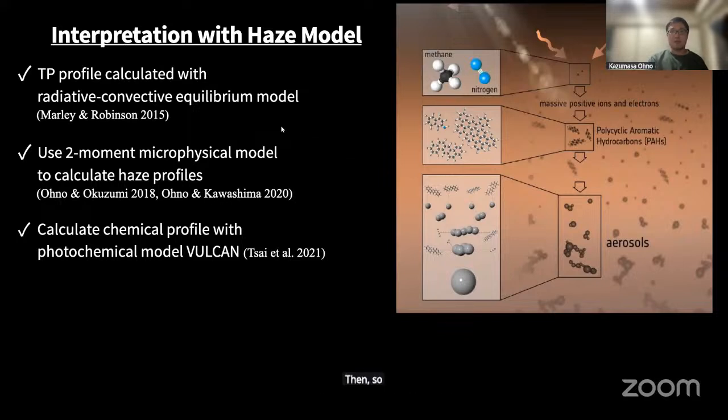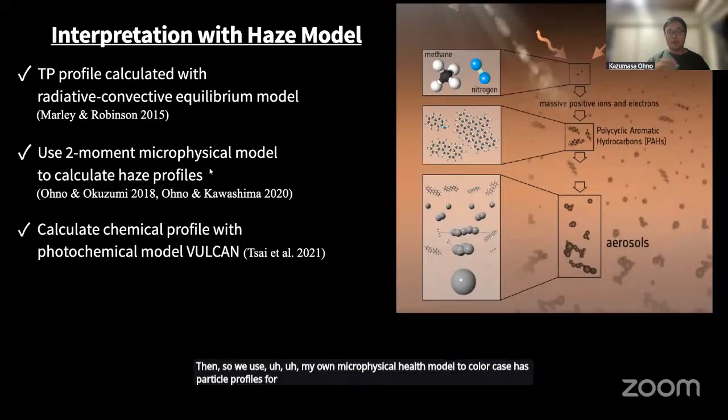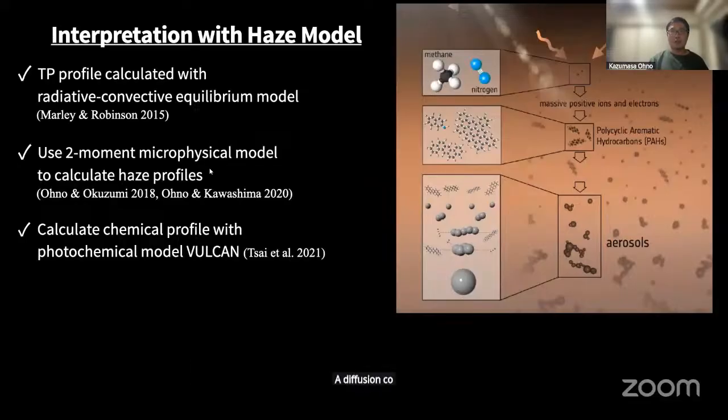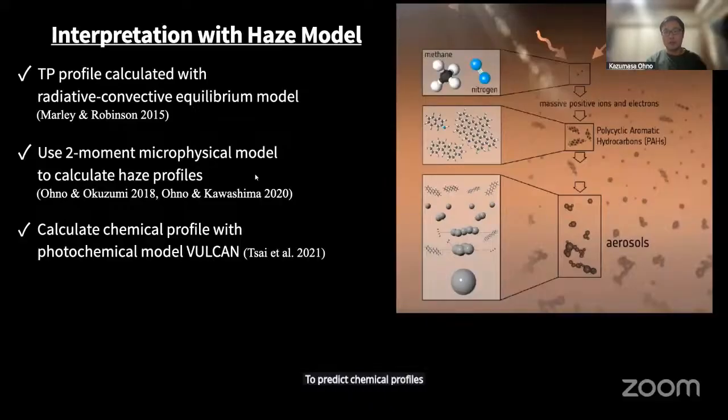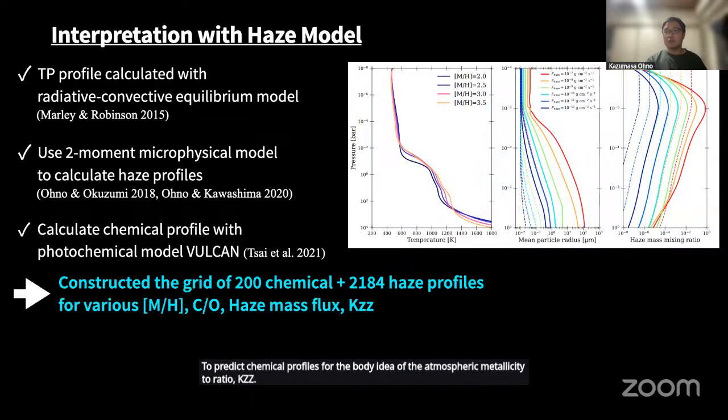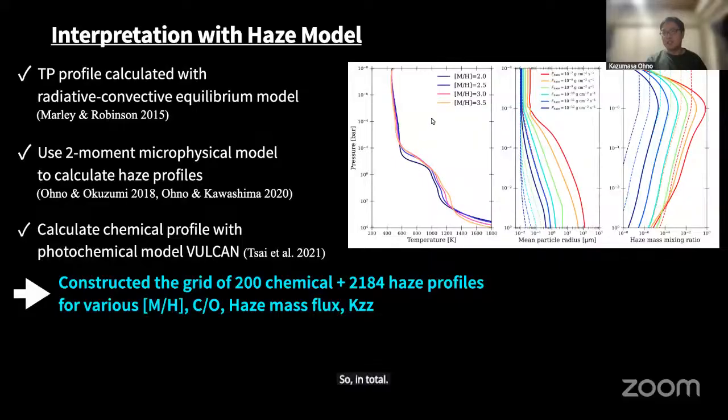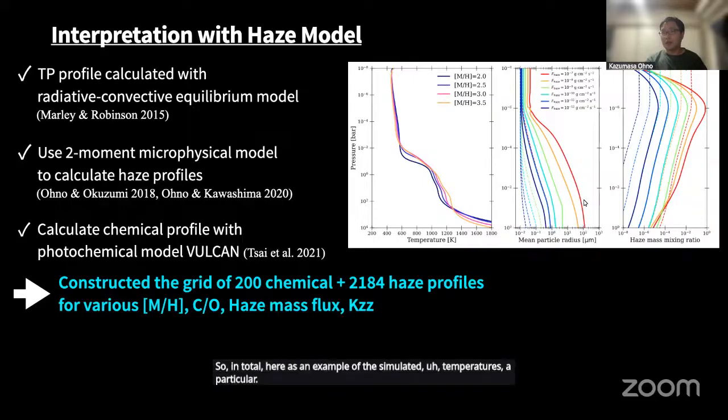We use my own microphysical haze model to calculate the haze vertical profiles for a bunch of haze production rates and eddy diffusion coefficients. We also use VULCAN to perform the photochemical calculations to predict the chemical profiles for a variety of atmospheric metallicity, C/O ratio, and Kzz. Here is an example of the simulated temperature, particle, and haze profiles.